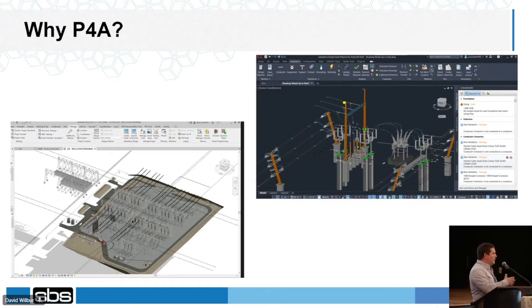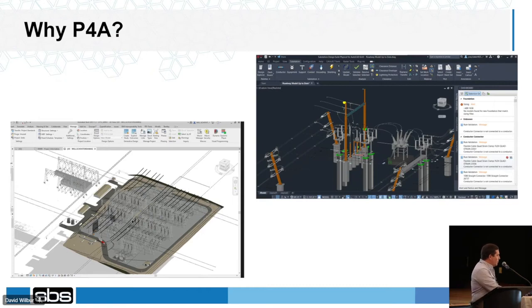What you're not able to do outside of P4A are all of these substation design specific requirements that are built into P4A. So there's a place for Revit, there's a place for other 3D modeling applications, but for substation engineering and design, the P4A application with the rules that we have built in, with the rules that you can write that are specific to your particular design organization, those are what's really going to bring the impact to your organization.